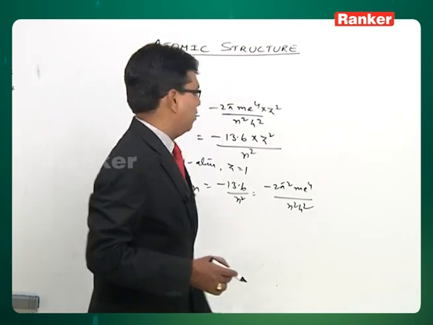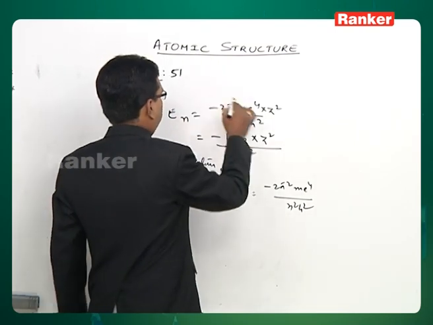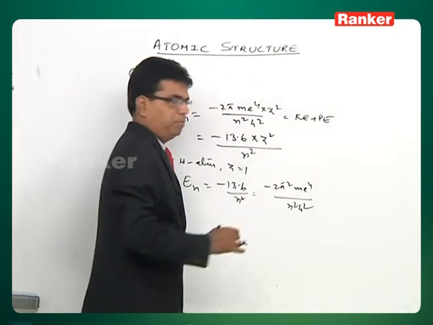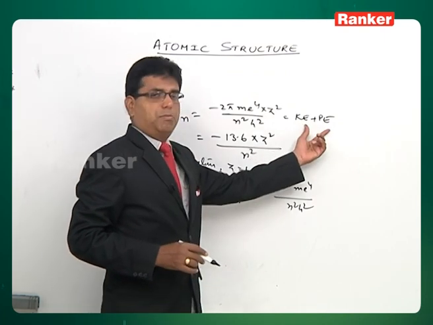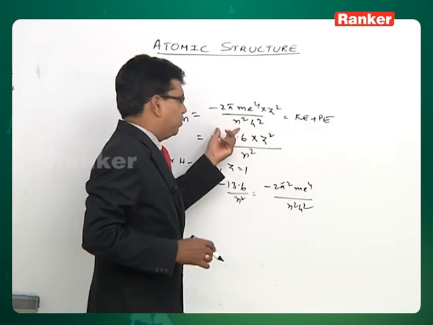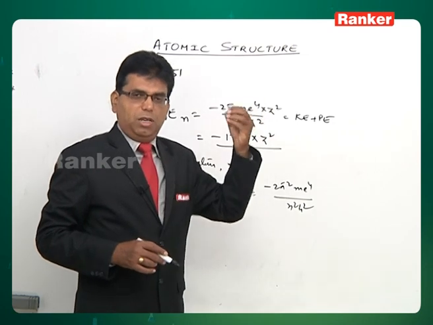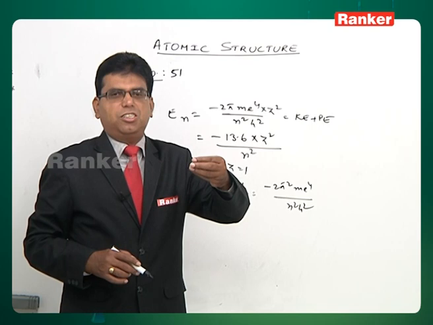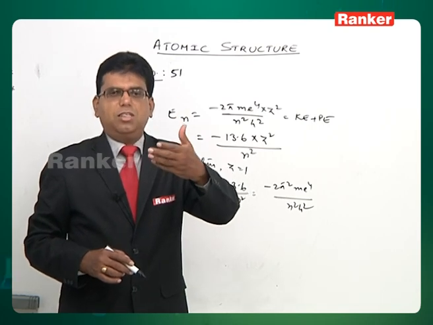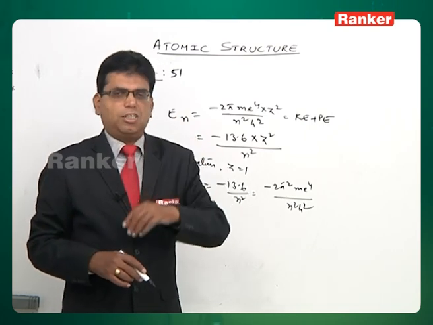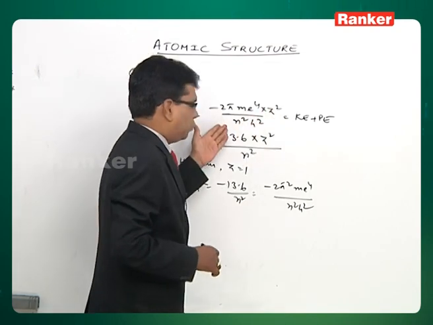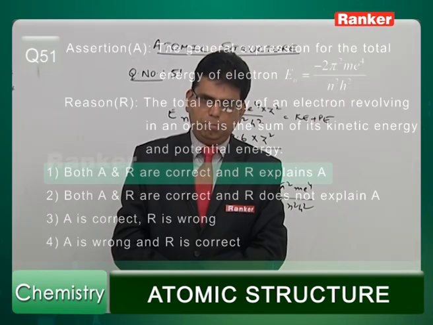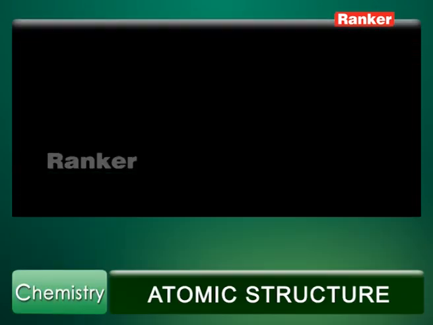The total energy of an electron is of course equal to kinetic energy plus potential energy. When you add up kinetic energy and potential energy, only then do we get this formula. So the formula is correct, and that is nothing but the sum of the kinetic and potential energies. So assertion is correct, reason is correct, and the reason is the correct explanation, because without that we don't get this formula. So the correct answer is option 1. Now let's move on to question number 52.